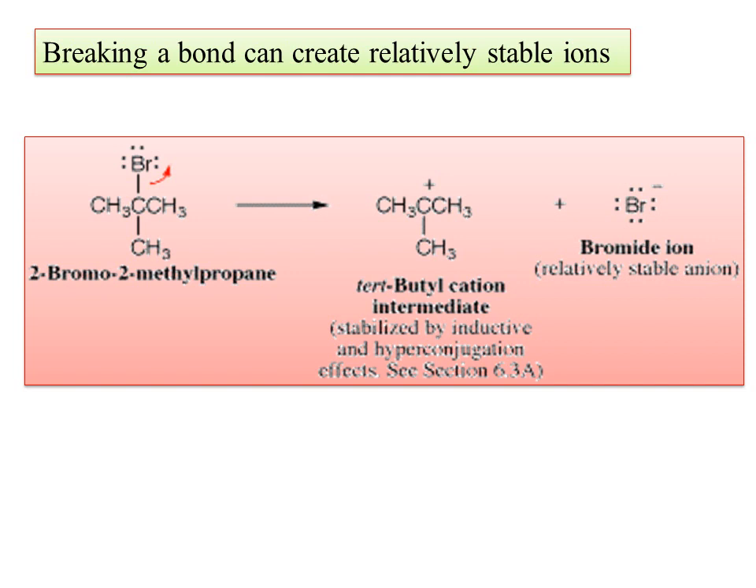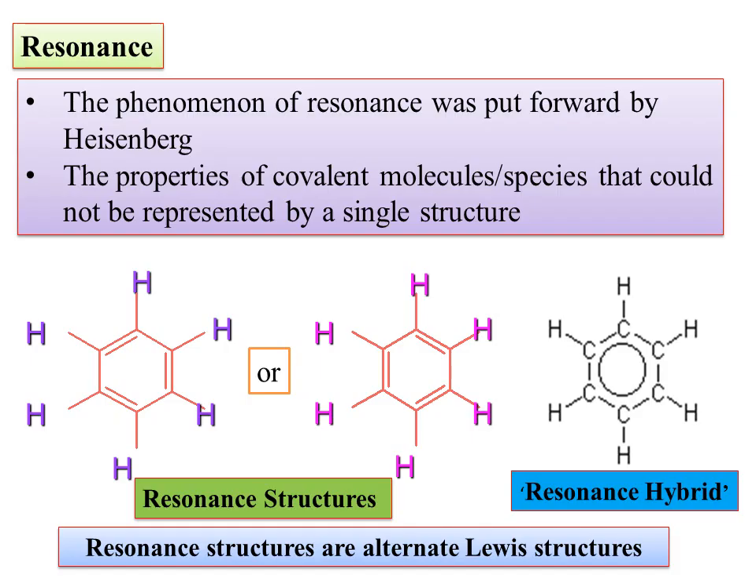Ionic reaction mechanism. Breaking the bond can create relatively stable ions. How the breaking takes place? From which side the breaking is taking place? Because there are so many reactants, where exactly the breaking is taking place can be easily represented by these things.